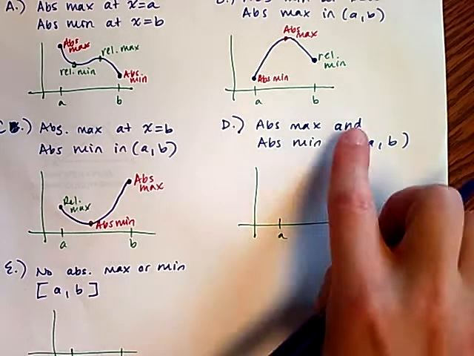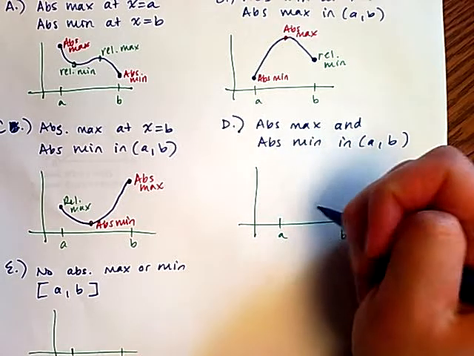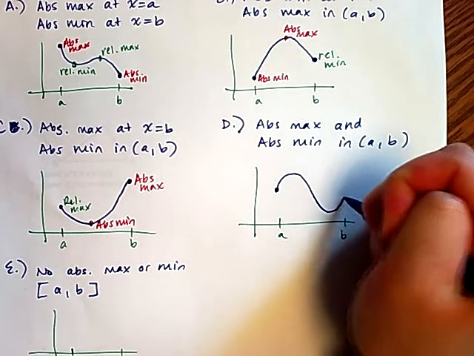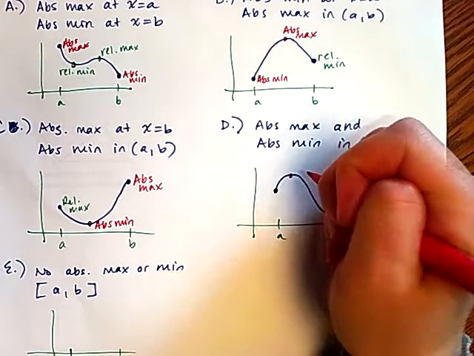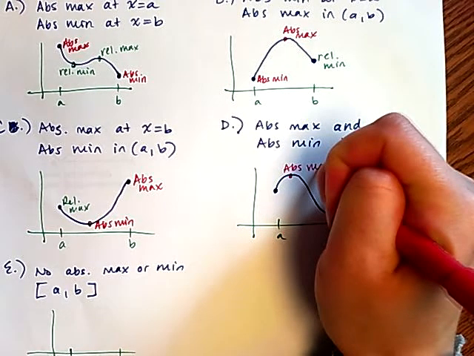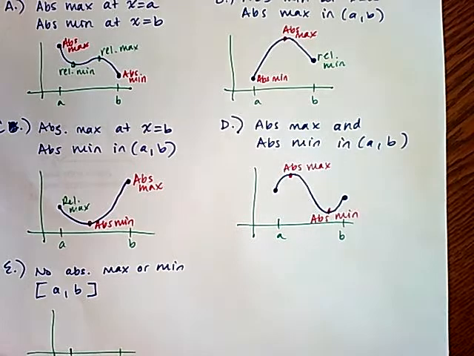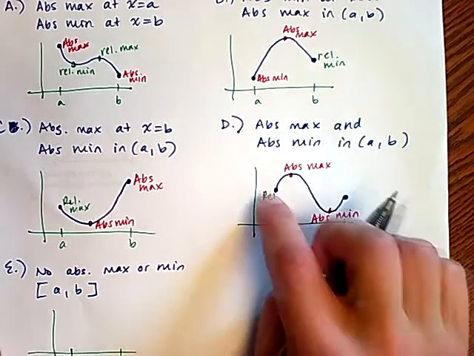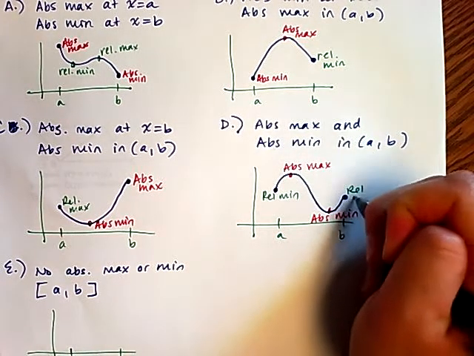Okay, absolute max and min in the interval. So that means my endpoints are not the most extreme values. So maybe that looks something like that, where there's an absolute max, an absolute min, and the endpoints are relative maxes and mins. So this would be a relative min, this would be a relative max.